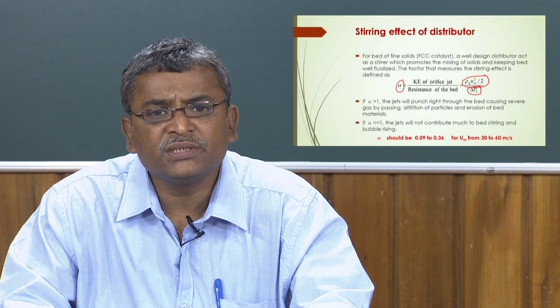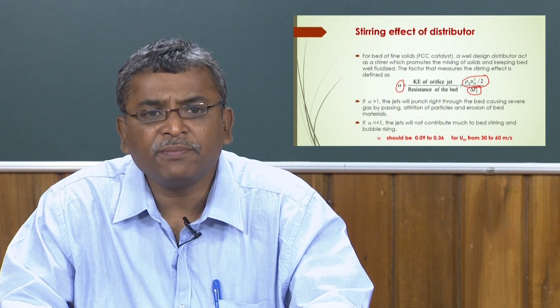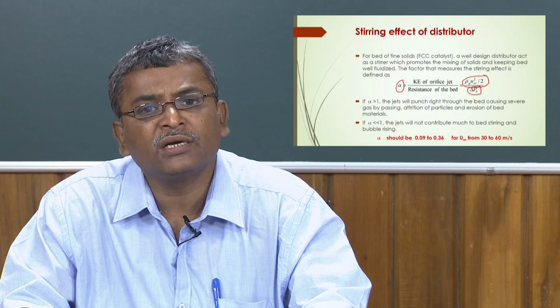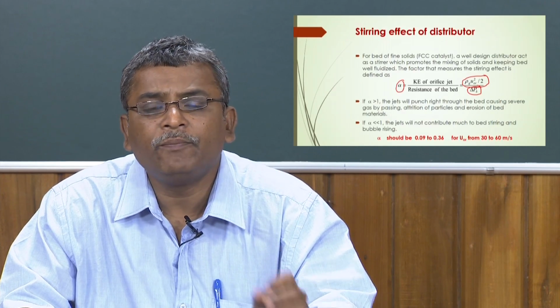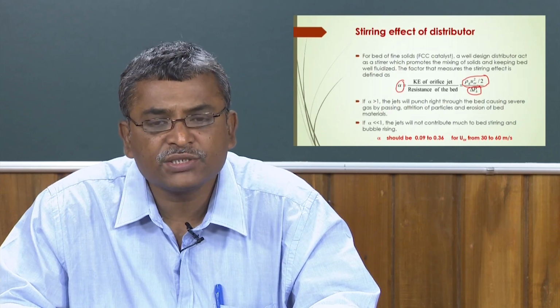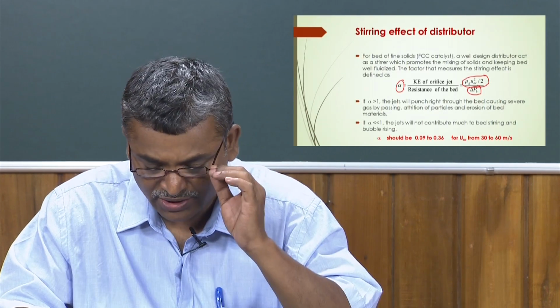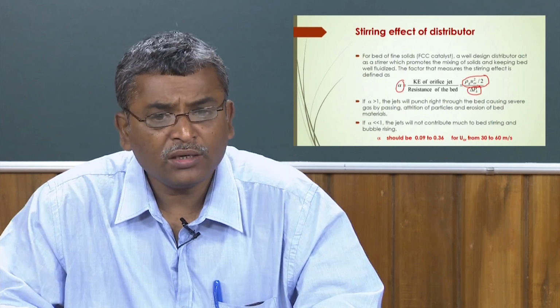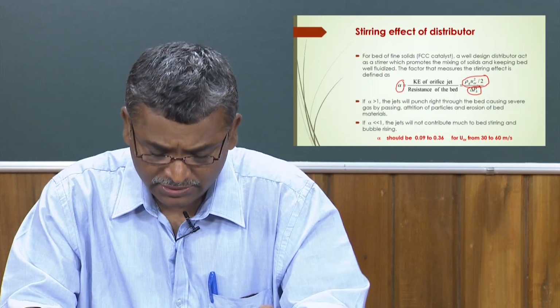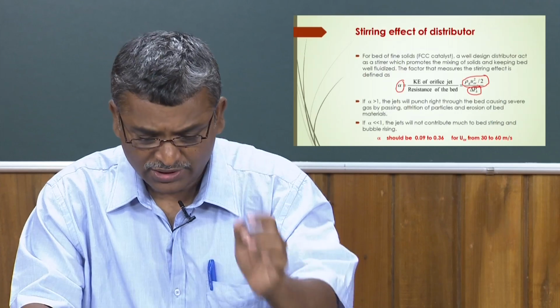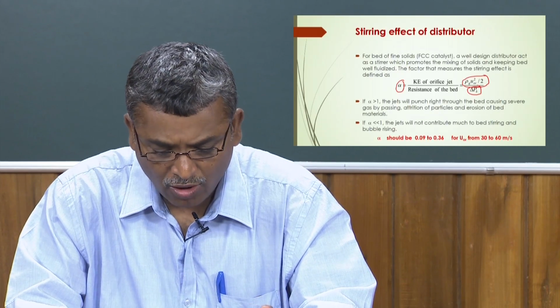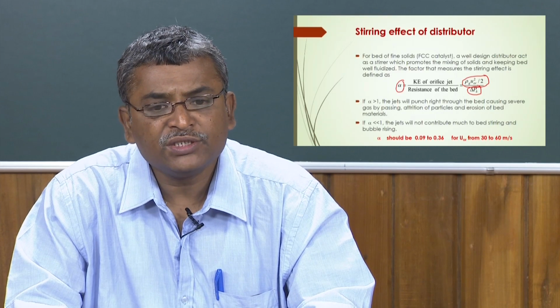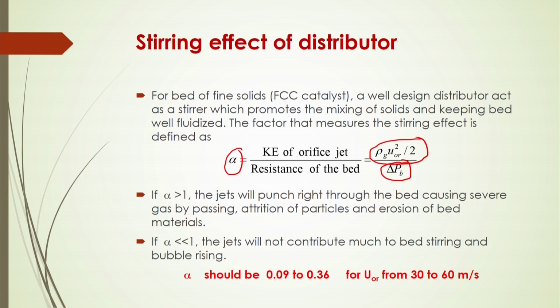So, the distributor should be designed in such a way that alpha, the ratio of the kinetic energy of the jet of the distributor to the bed resistance, should be within a certain region. Now, what is that? Of course it lies between 0 and 1, but it is also not good at all values. It is seen that a good design will give an alpha value within the range of 0.09 to 0.36 for orifice velocity from 30 to 60 meter per second.